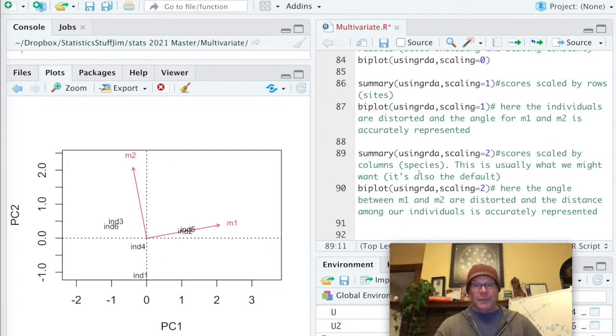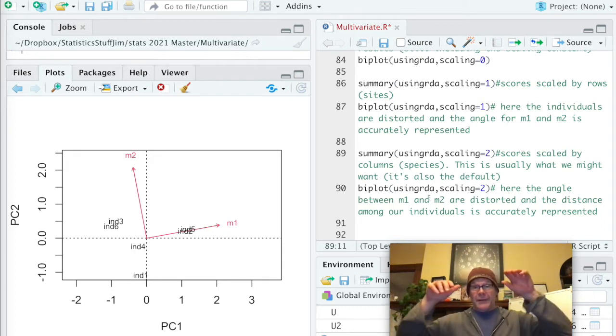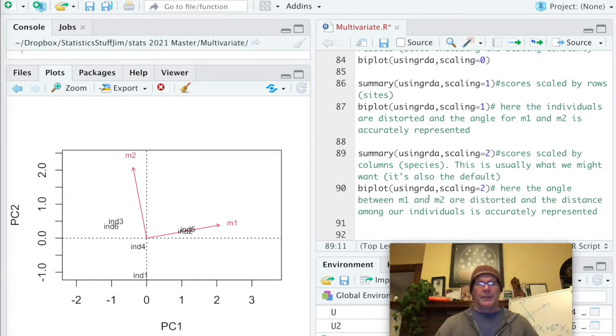Scaling 2 is where the PC scores are scaled by the actual columns of our data, which are M1 and M2. And this is usually the projection that we're interested in, because usually when we show a PC plot, we're really interested in showing how all these different individuals fall out in multivariate space.